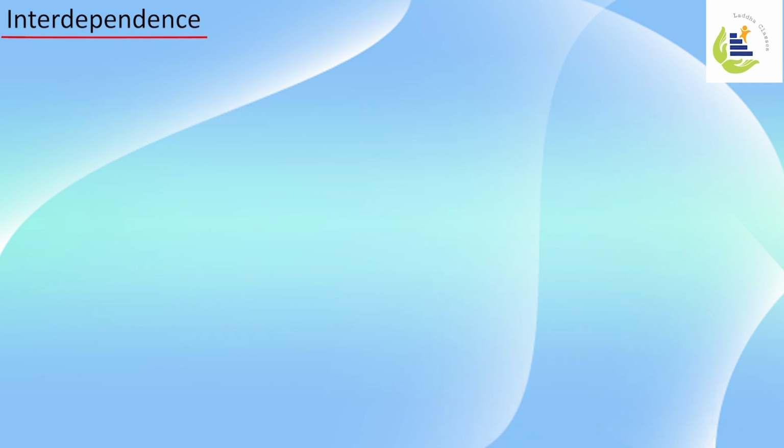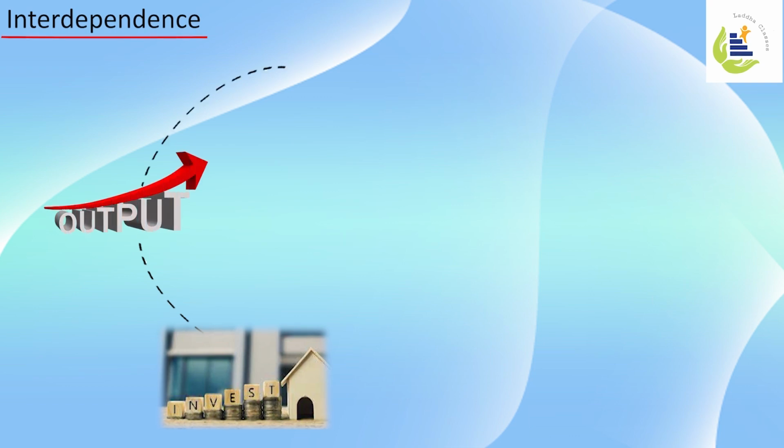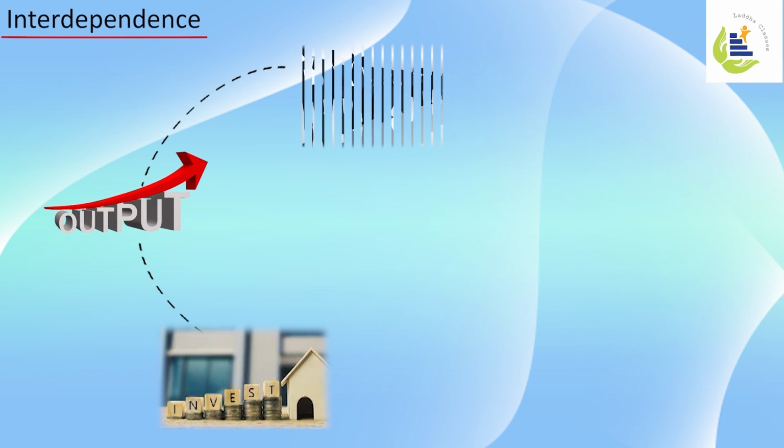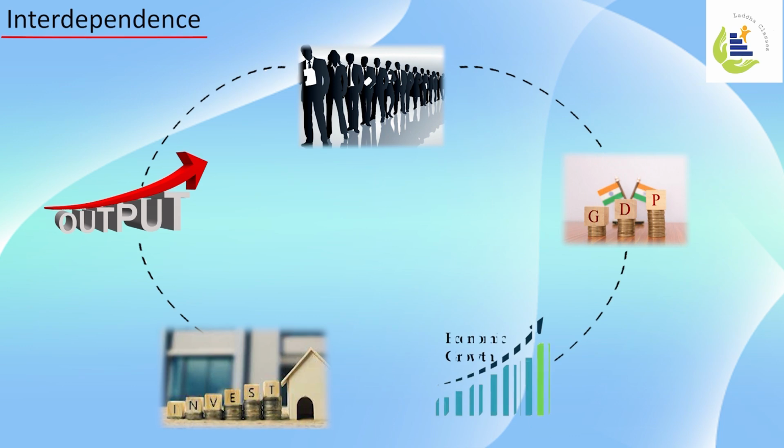Let's say there is an increase in overall investment of the nation or aggregate investment in the nation. What will happen? As the aggregate investment will increase, automatically it will lead to increase in the aggregate output, which in turn will lead to increase in the aggregate employment, which in turn will lead to increase in national income, which in turn will lead to growth of the nation. So overall growth of the economy.